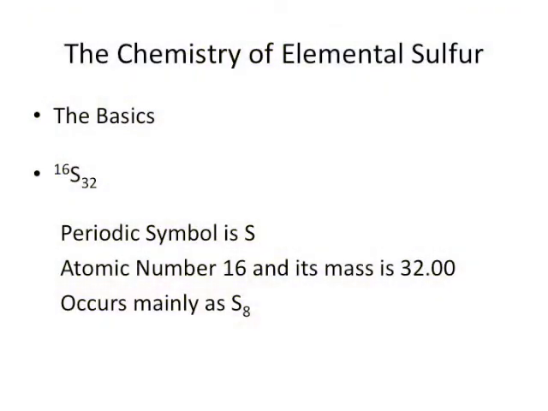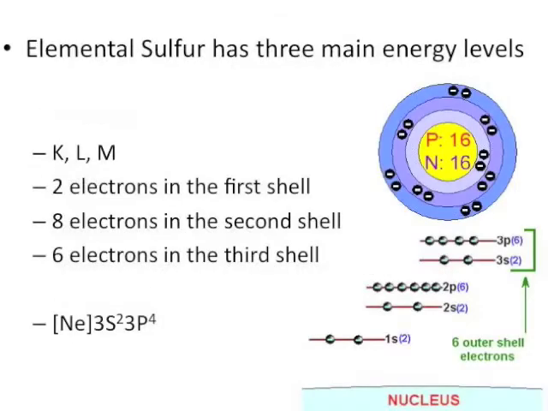The sulfur mineral. I'm going to talk first about its chemistry. Sulfur has the symbol S, and it is a native non-metal mineral, occurring as S8, and it has an atomic number of 16 with mass number 32.